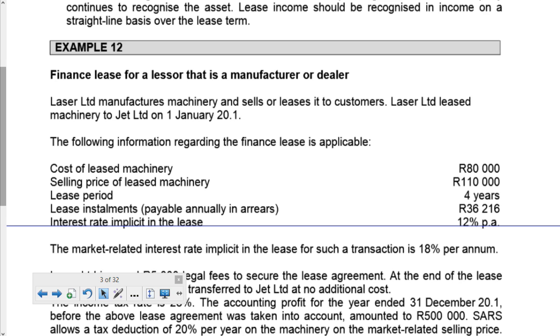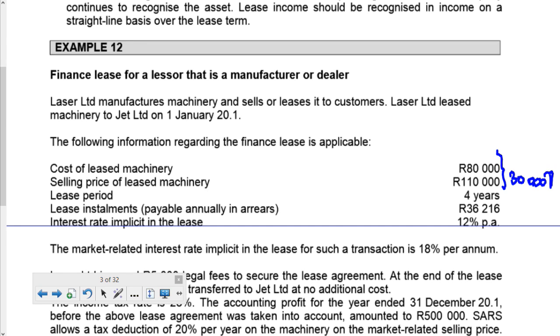Laser manufactures machines, and then it sells or leases these machines to customers. They leased a machine to Jet Limited on the 1st of January. The following information is available. The cost of the leased machine is 80,000 Rand. The selling price was 110,000. So at face value, it looks like we made 30,000 Rand profit selling this machine.